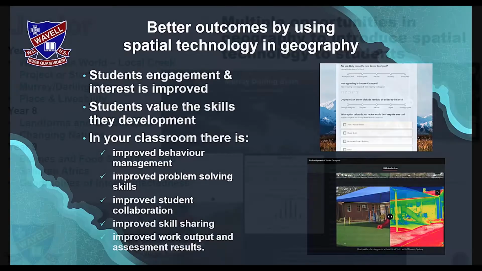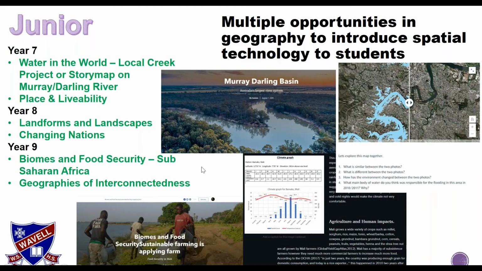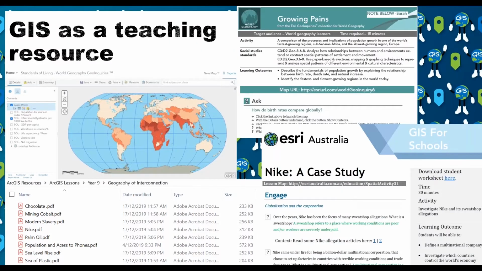Take it away. One of the young teachers here at Wavell has started using her StoryMaps as a teaching resource, and she's creating her own teaching resources, which has just been a wonderful revelation to me and has encouraged me to actually start using them as well. We use Esri's teaching resources in junior.